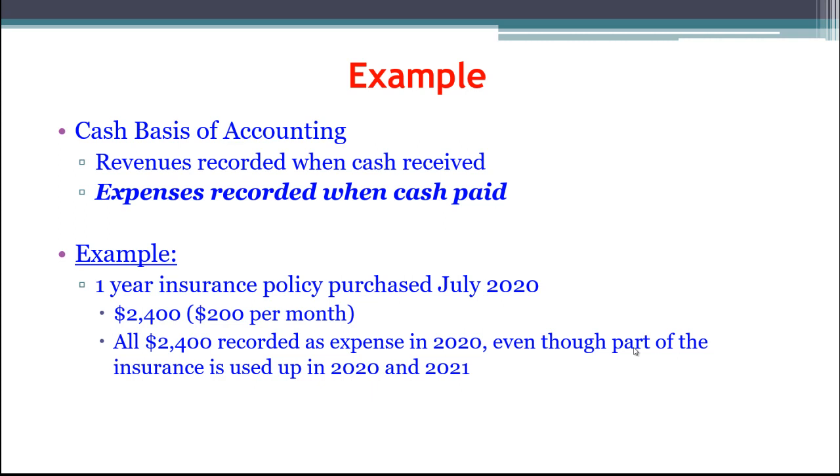Now let's take a look at expenses. In here, let's say we purchased a 1-year insurance policy in July of 2020. It was $200 a month, so a total of $2,400. Under the cash basis of accounting, all $2,400 of that will be recorded as an expense in 2020, even though part of that insurance is going to be used up in 2020 and part will be used up in 2021. Under the cash basis of accounting, it's just the cash transaction that determines when the expense is recorded.